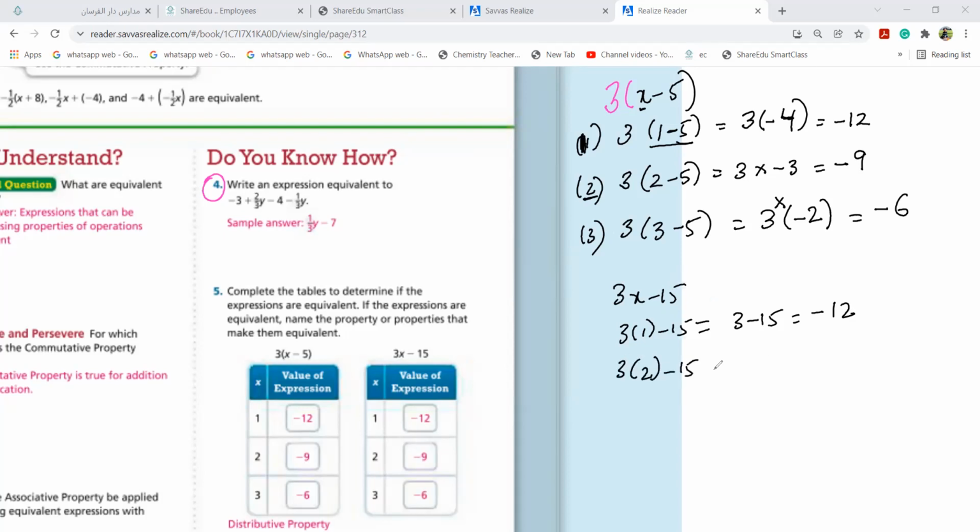2 minus 15. That is 6 minus 15. And you have... Yes, it is the same. But see why is it the same? Because they took 3 outside and then they did the same with the same.